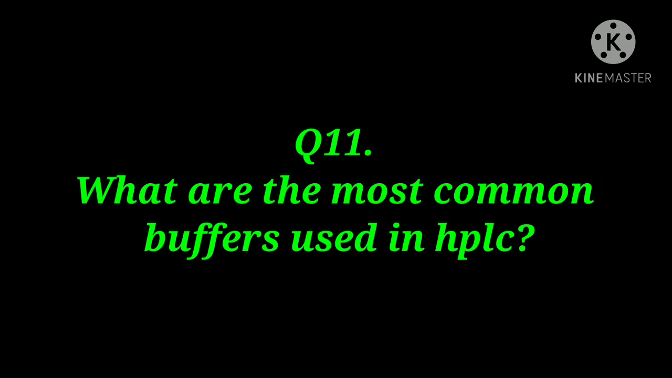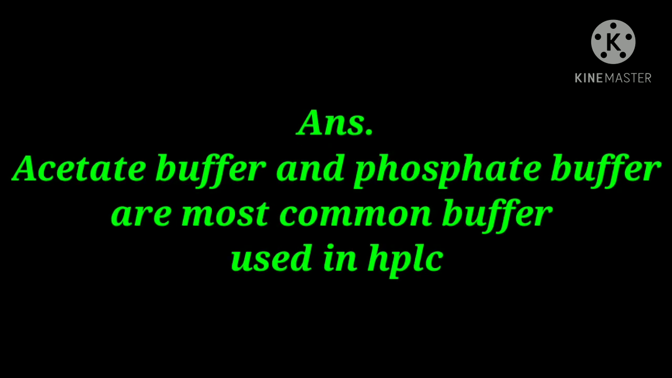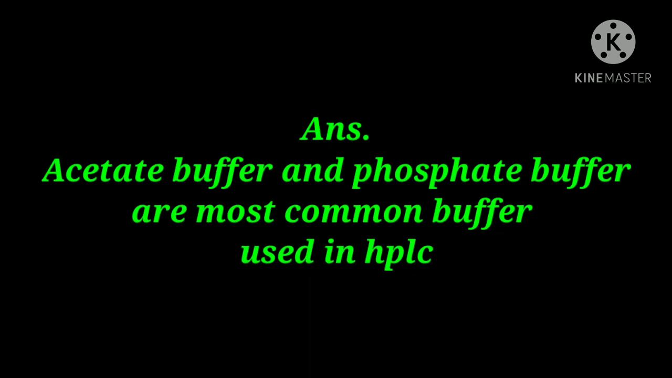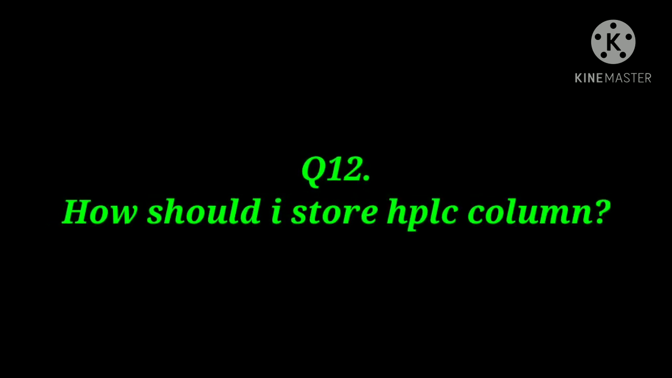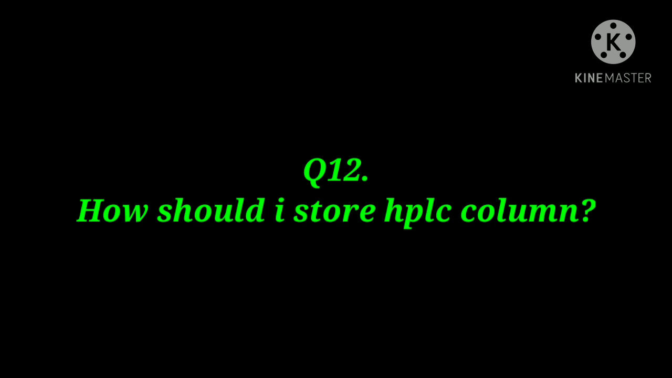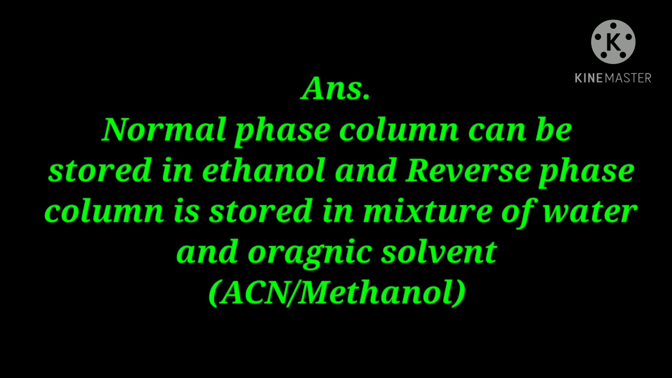What are the most common buffers used in HPLC? Acetate buffer and phosphate buffer are most commonly used buffers in HPLC. So next question is, how should I store HPLC column? For normal phase, column can be stored in ethanol, and for reverse phase, column is stored in a mixture of water and organic solvent. So organic solvent may be ACN or methanol.